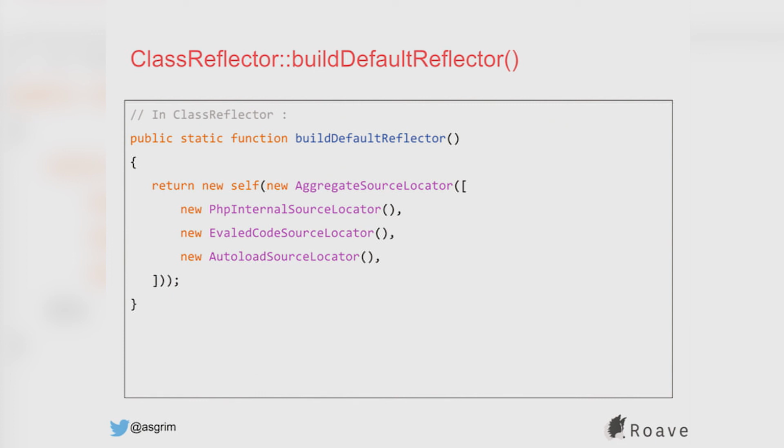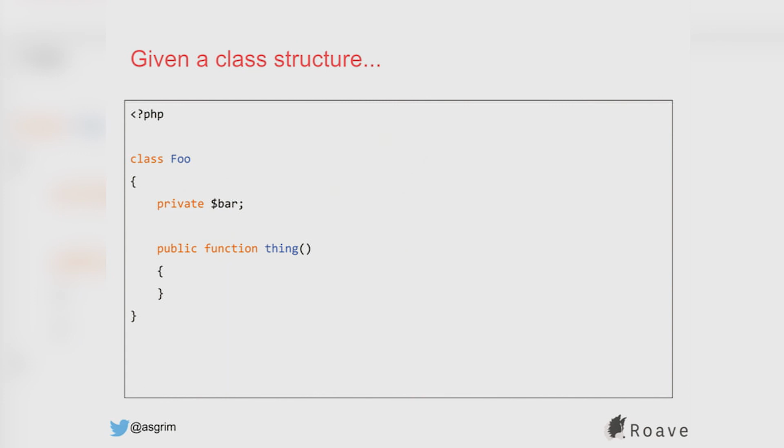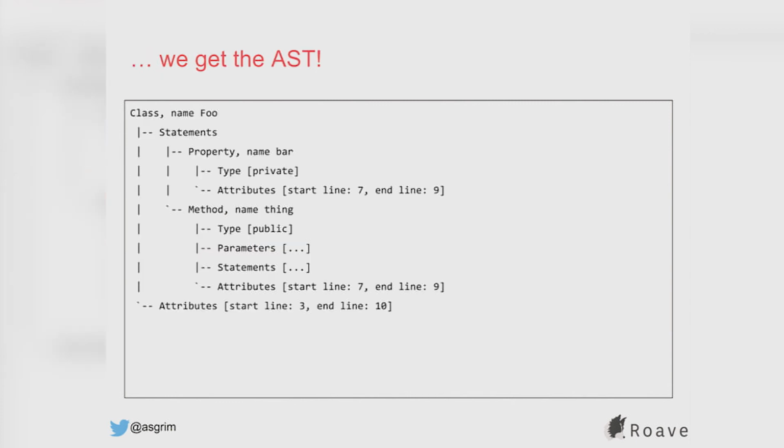So yeah, when we call reflect, all we're doing is just invoking the PHP Parser once we've figured out where the source code is located. So if you're given a class structure like this, pretty straightforward, we can get an AST that looks something like this. So much in the same way as the statements and additions and so on we had earlier, we also get the information about the classes, the functions and methods and so on. So we get all of the nodes, and there's loads of them.